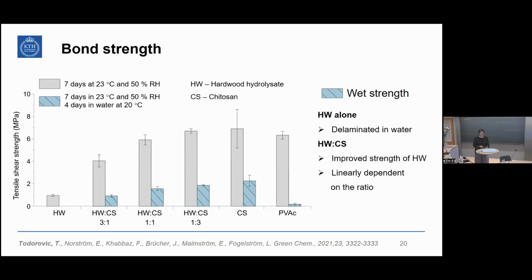Wet strength has similar trends. Hemicelluloses did not have strength, and veneers delaminated while being immersed in water for 4 days. And the strength is again improved with Chitosan, because Chitosan alone has good water resistance, and it depends on the amount of Chitosan. It's important to mention that viscosity also plays an important role here. Adhesives with more Chitosan had higher strength, but much higher viscosity, and it was more difficult to spread them evenly on veneers.